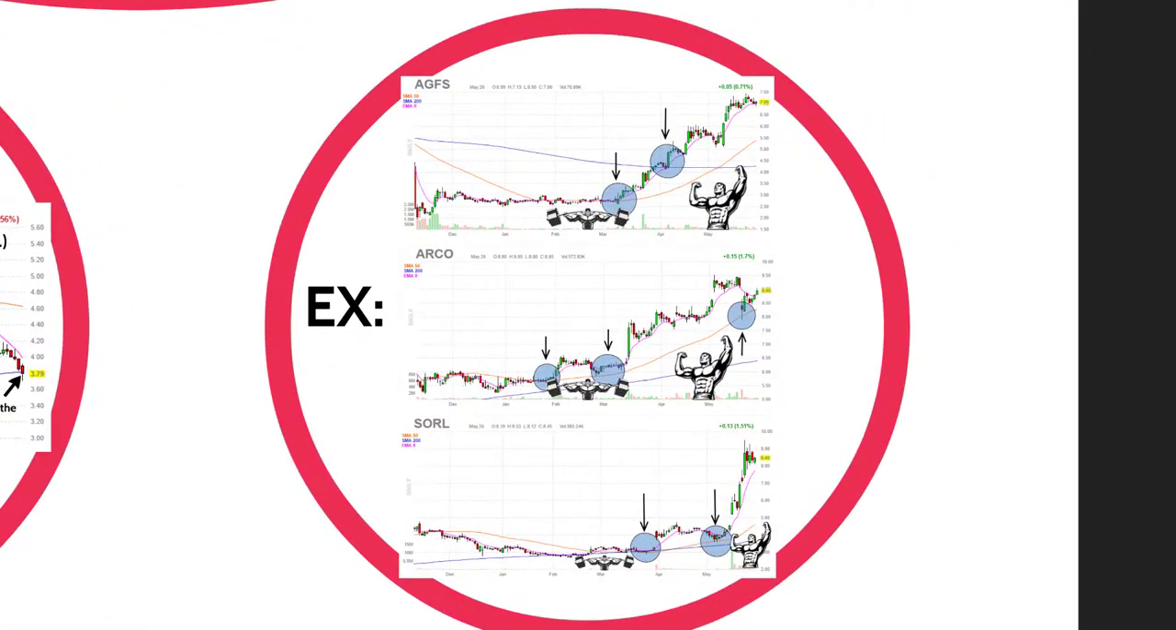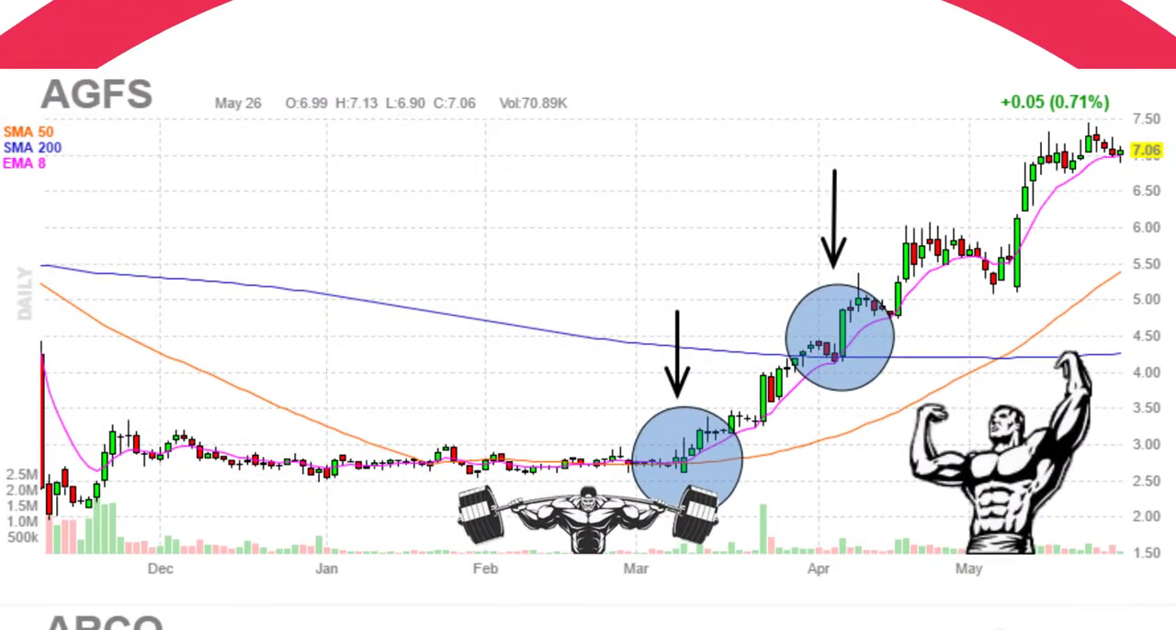Here's some other examples of strength. AGFS. What we've got here is we're building this base. We're being supported by the 50-day right here. And as we start moving off that 50-day to go up and want to test the 200, the volume and price get stronger. So we break out up and through the 200.